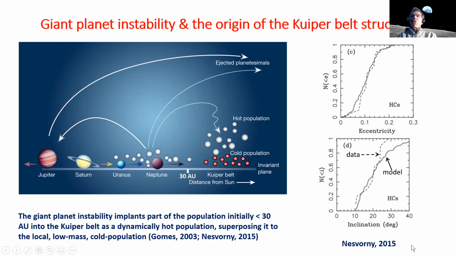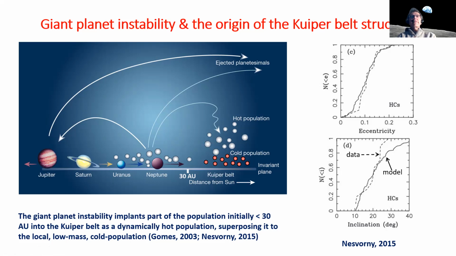And Nesvorný has studied this process in particular detail, and he has found that the eccentricity distribution and inclination distribution of the hot population are really very well matched by the simulations. Here, the dashed curve shows, for instance, the cumulative inclination distribution observed in the hot Kuiper belt. And this is what the model predicts once observational biases are correctly taken into account. And the top panel is the same, but for the eccentricity.